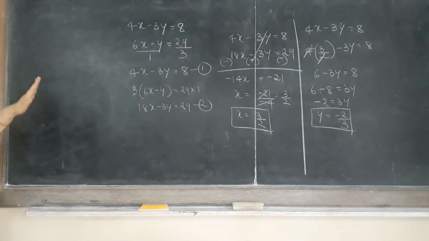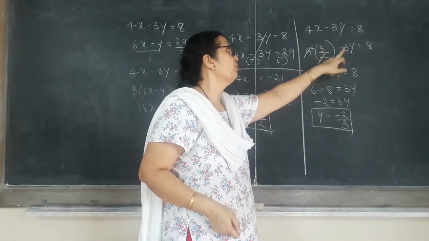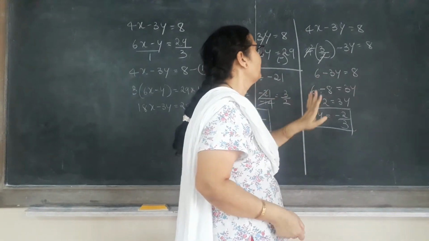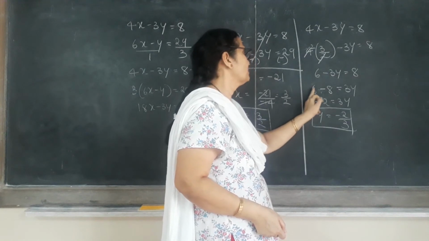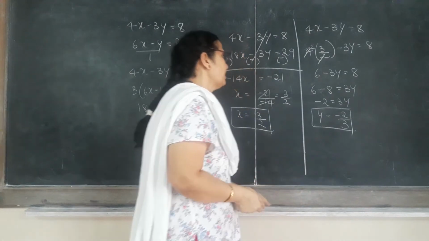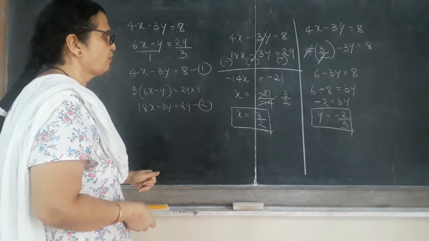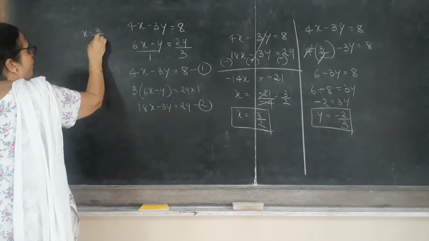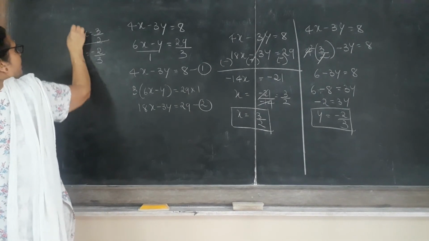This is by which method? Elimination method. Here 4x, x is 3 upon 2, it is minus 3y. 2 2s are 2, 2 3s are 6. 6 minus 3y is 8. 6 minus this 8 I am shifting to LHS, minus 8. This I am shifting to RHS, 3y. 6 minus 8 is minus 2. Minus 2 is equal to 3y. So y is equal to minus 2 upon 3. So x is equal to what? 3 upon 2. Y is equal to minus 2 upon 3.